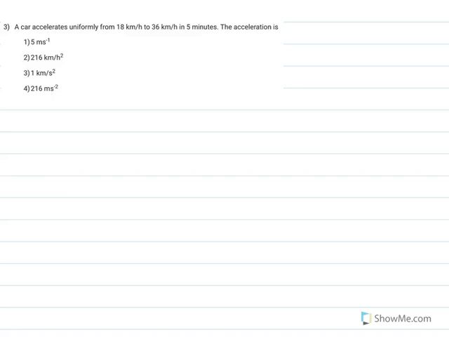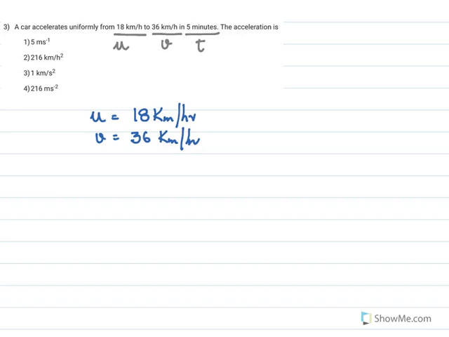A car accelerates uniformly from 18 km per hour, which is u, to 36 km per hour, that is v, in 5 minutes, which is time. So you have u as 18 km per hour, your v is 36 km per hour, and the time is 5 minutes.